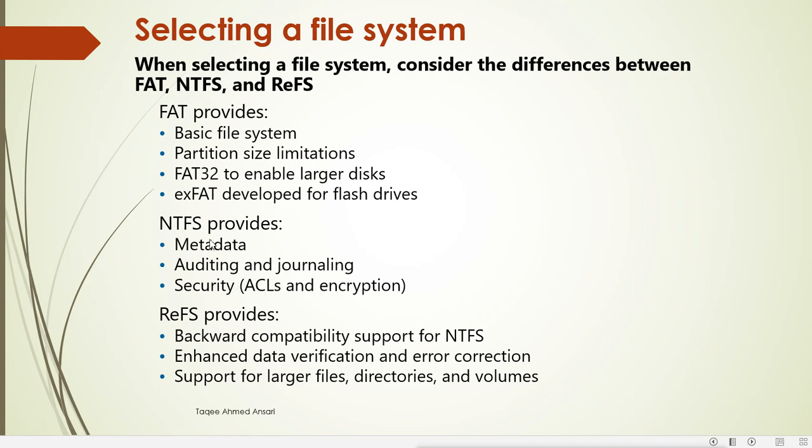Then in NTFS we have other options: we have security, we have encryption, we have compression, we have a metadata option, we have auditing and journaling options. So these options are available in NTFS, which is more than the FAT file system. In the FAT file system, we don't have a security option. We cannot assign permissions. We cannot use encryption. We cannot compress files. All those things are available in NTFS.